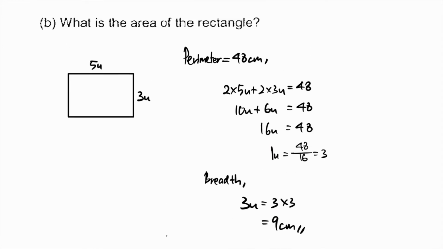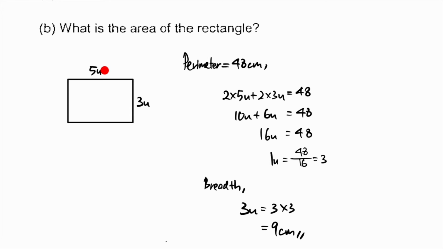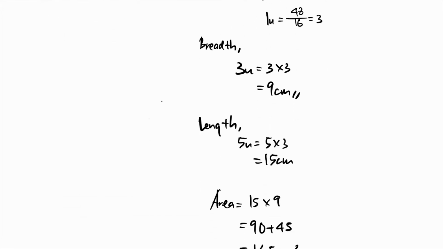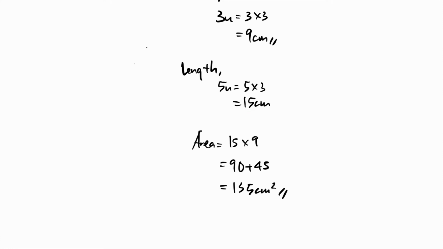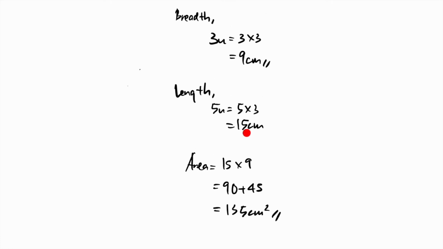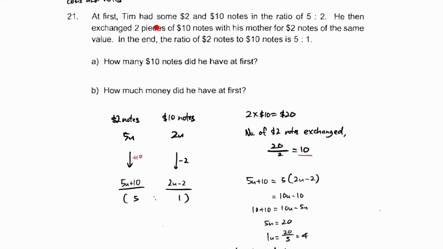Okay, we are told we want the area, which is 5 units times 3 units. Well, we already got 3 units, that's 9 centimeters. 5 units is 15. So now we're just going to take length times breadth, which is 15 times 9, giving us 135 square centimeters.